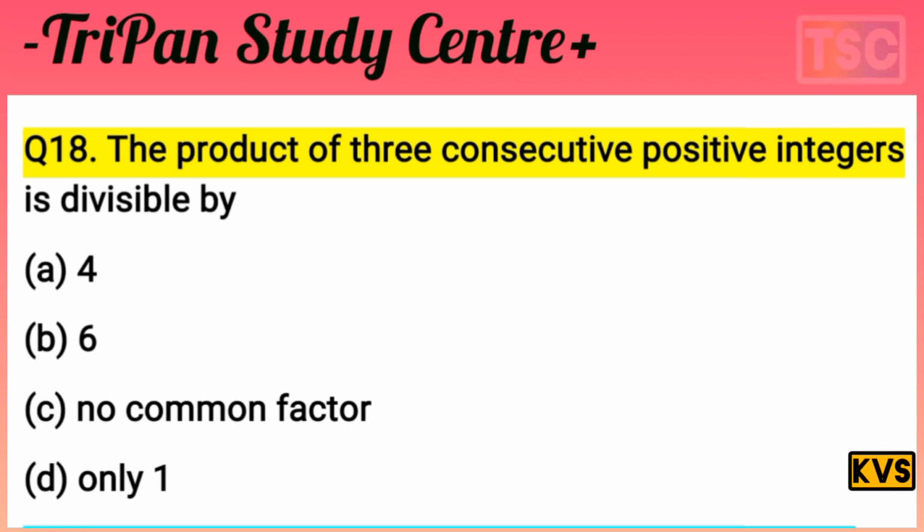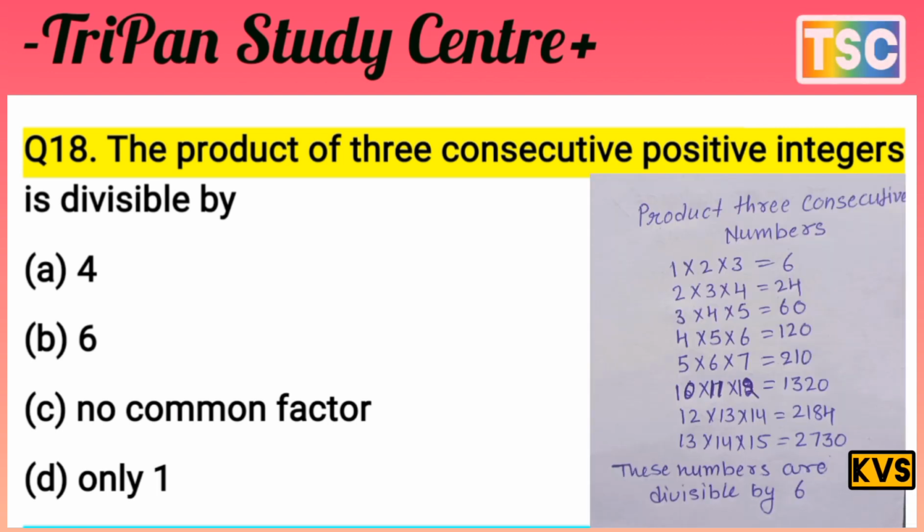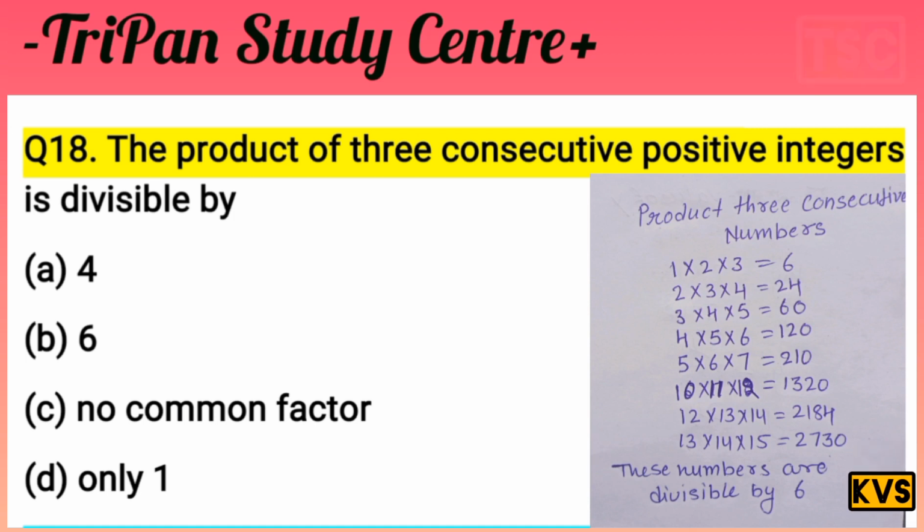Let's see what the answer is for this question. The product of three consecutive positive integers is divisible by A, 4; B, 6; C, no common factor; D, only 1. That's important. The answer is B, 6. B, 6 is the correct answer for this question. Let's see the next question here.